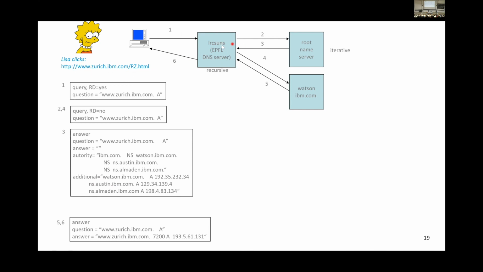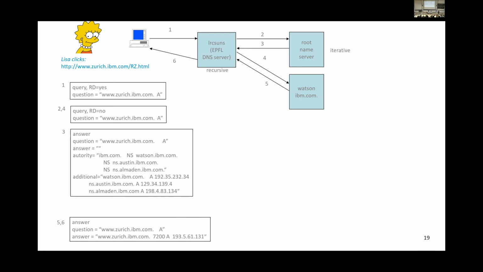Now the DNS server still doesn't know the answer, but it knows three addresses of IBM DNS servers. So it will send the query to one of them, the first one. It will get the reply, and the reply will contain the IP address of the machine I want, and the reply will be sent to Lisa, who can now navigate the web and go there. And of course, the DNS server, as you can guess, will do one thing. It will cache this reply.